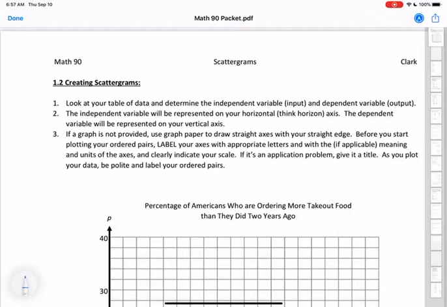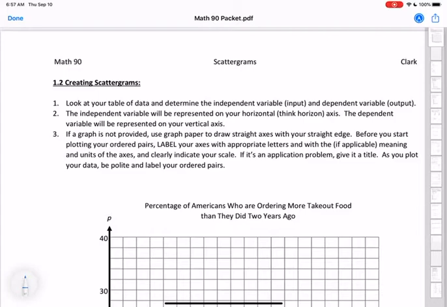We have 3 steps here. So step number 1, it says to look at your table of data and determine the independent variable, remember that's your input, and dependent variable, your output. So those are the X's and the Y's that we talked about yesterday.